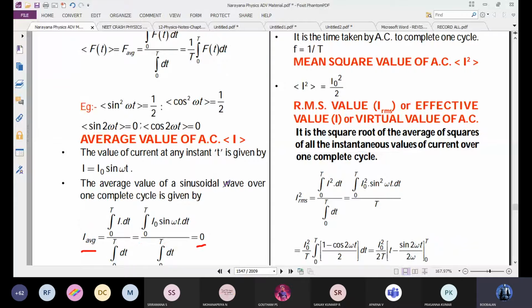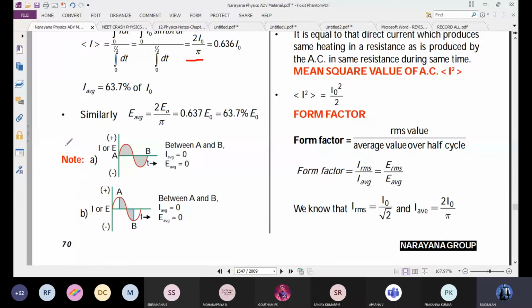On diagram based questions, definitely they will ask, so please draw the diagram everyone, for these two diagrams also. So between A and B, this is one complete cycle. One complete cycle means the average value is 0, E value also 0. So next one, like this, between the maximum point and the minimum point, this is also 0. Please everyone draw the diagram with the proper values, I value, E value, everything.